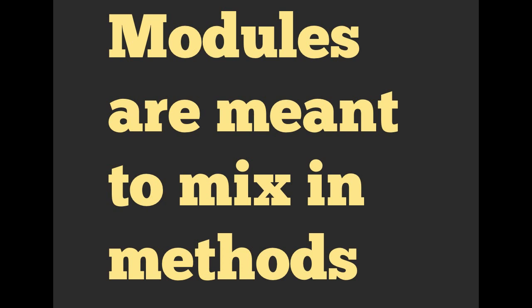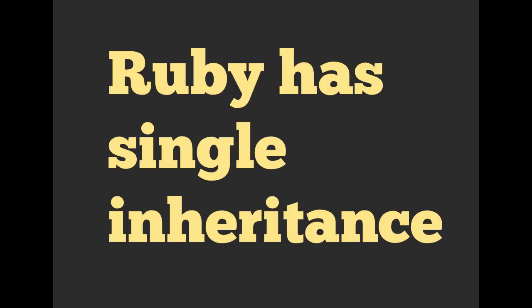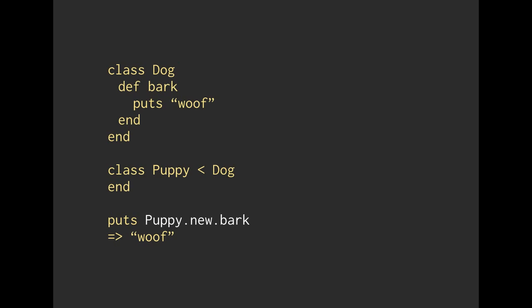All right, so modules are meant to mix in methods into Ruby code. So what exactly does that mean? We already know that Ruby has single inheritance. We've talked about doing this before. So we can have a class of dog and we can have a method inside of dog that is bark. Inside of that, we puts woof. So if a class of puppy inherits from dog, then we can do something along the lines of, say, puppy.new.bark.